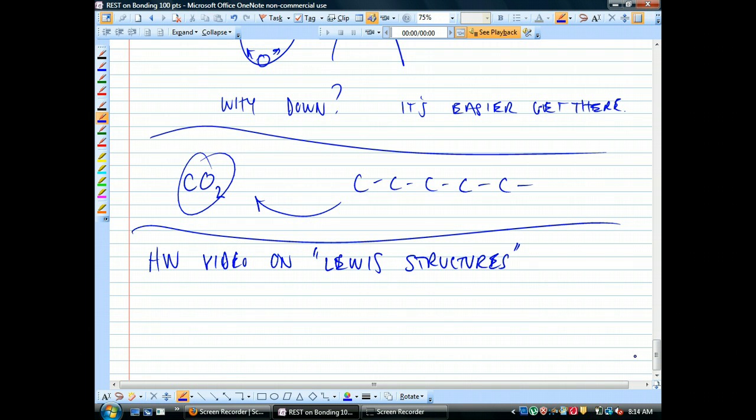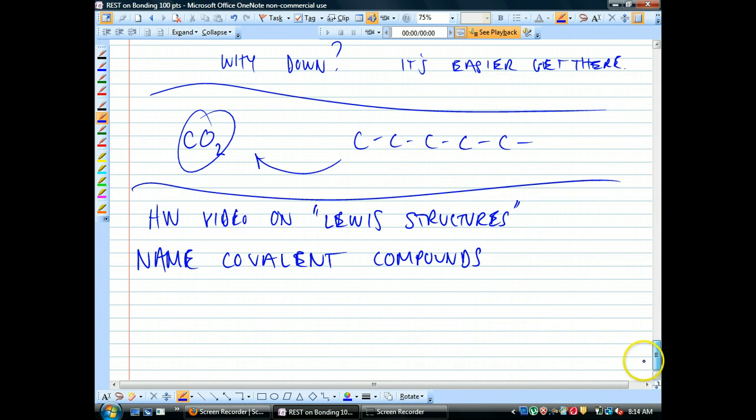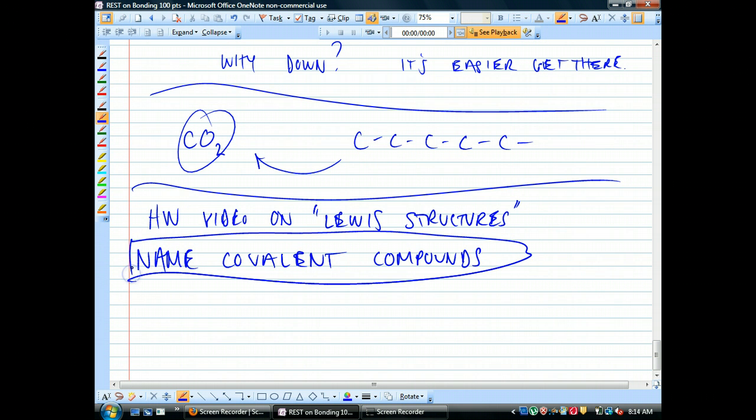We got about 5 minutes, and that's just enough time for me to tell you how to name covalent compounds. Actually, sometimes they do have common names, like water, for example, right? But usually that's because the common names go back longer than this formal system.